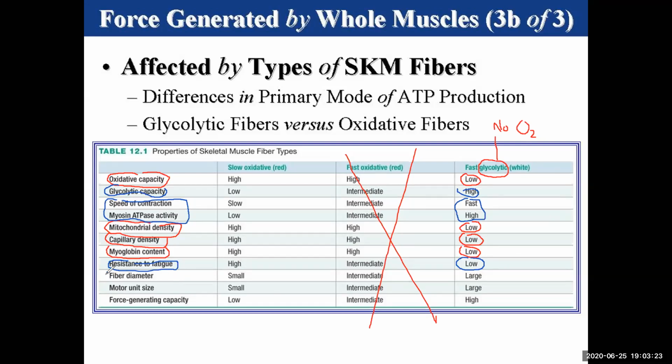Diameter size and motor unit size: when you generate speed of contraction here, quick, they have a tendency to be large. So they generate also powerful tension. So force generating capacity also high. Okay? So that's how you learn, understand.